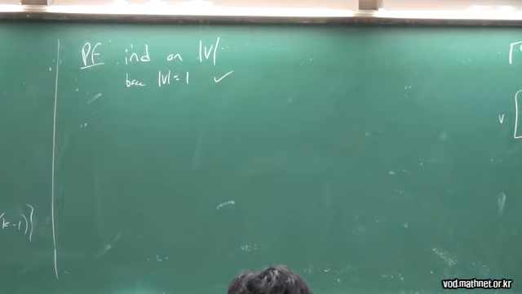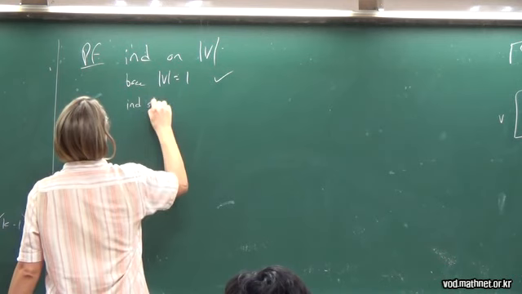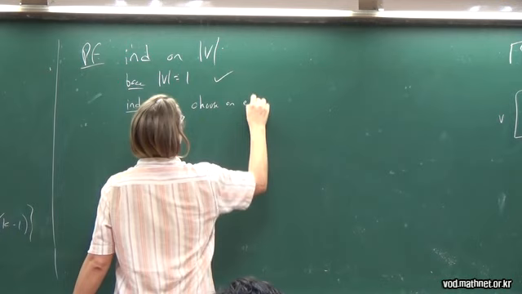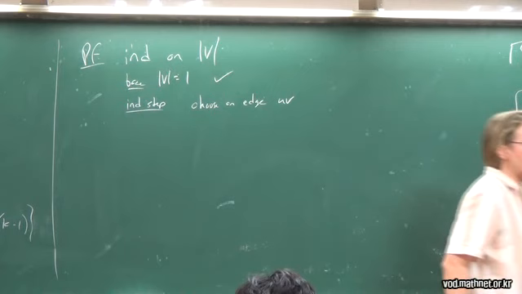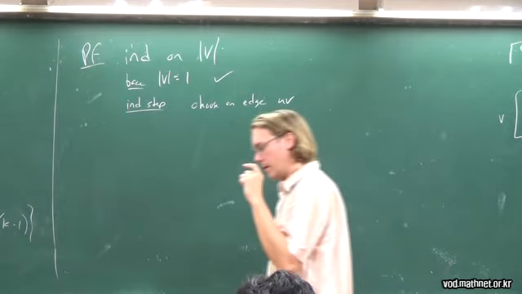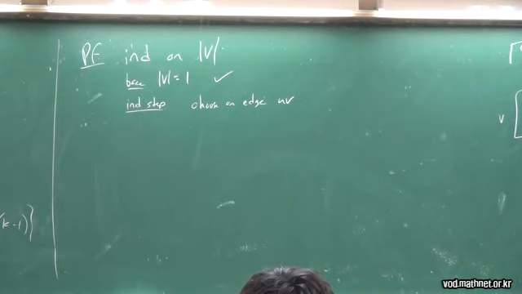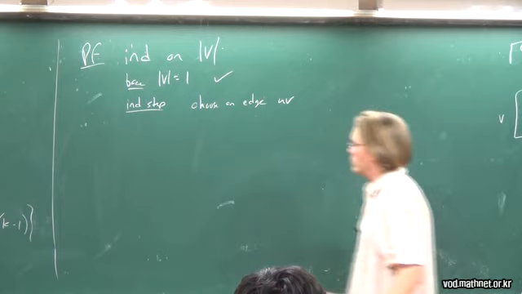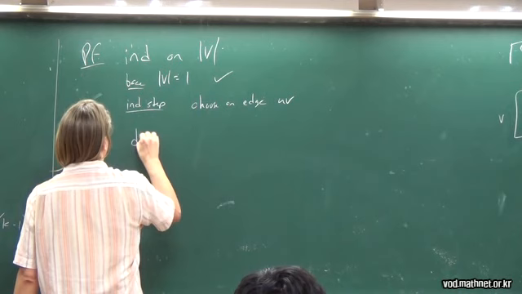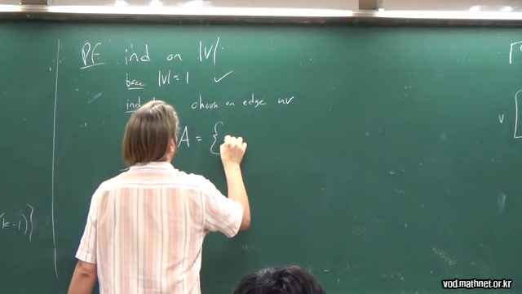Now what I'm going to do in the general case is try and contract an edge. So I'm going to choose an edge UV, and I'm now going to define a certain subset of group elements. So let's define A to be the set of all group elements.